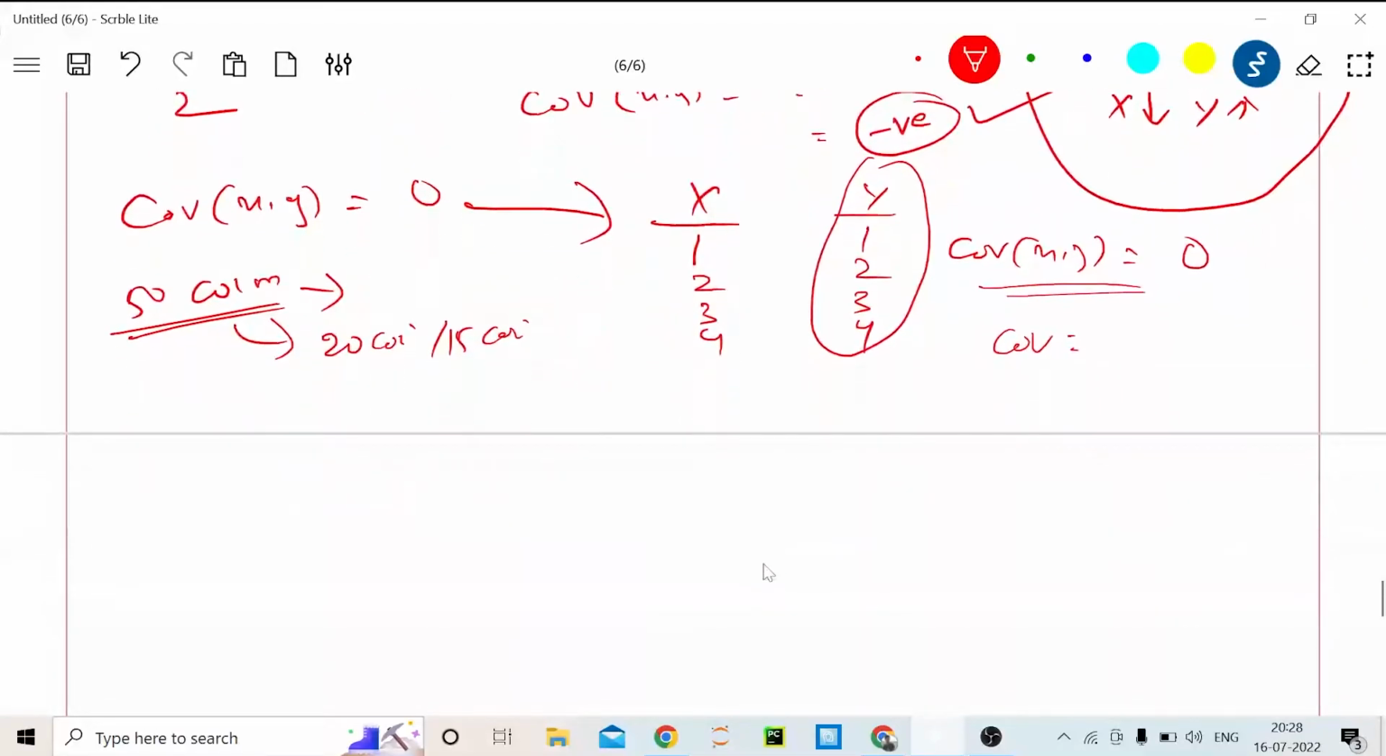Then second, we will learn the Pearson correlation coefficient. Before that, if anyone has any doubt about the covariance, you may ask.